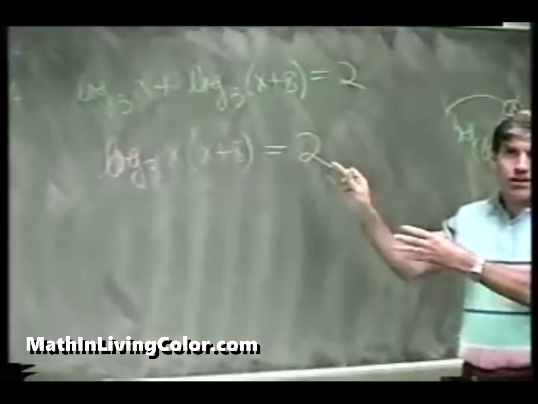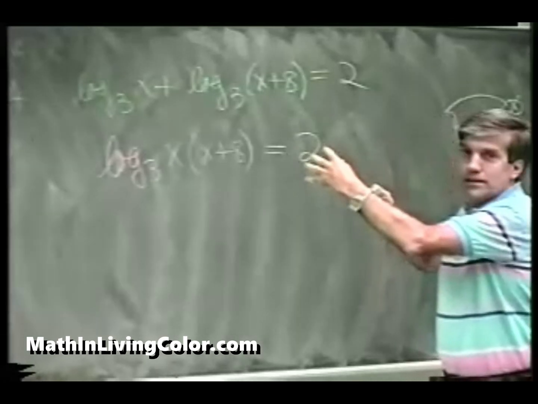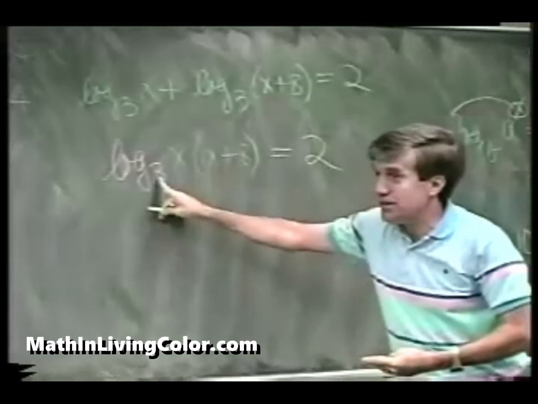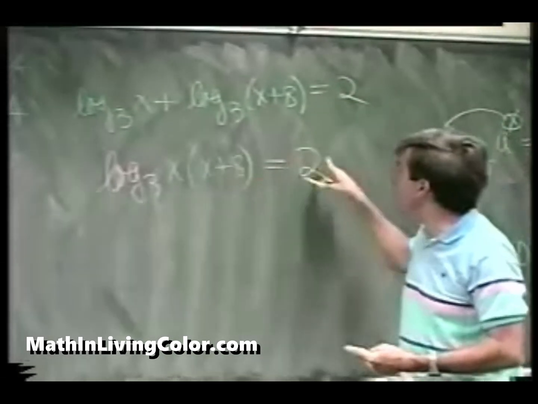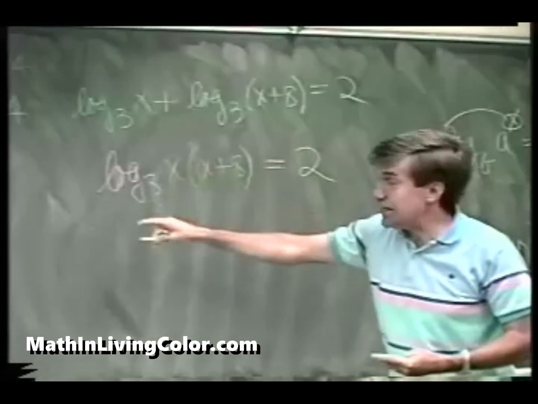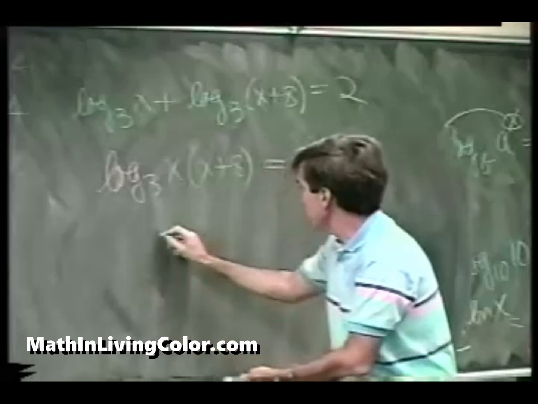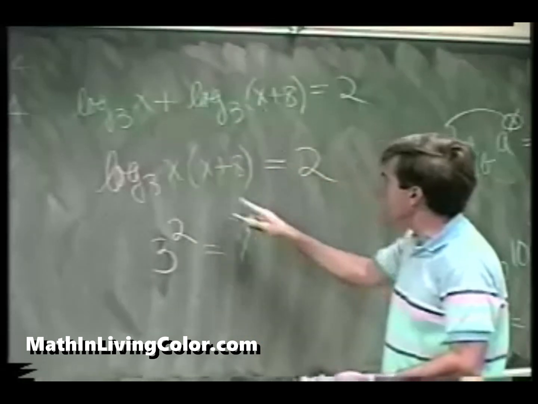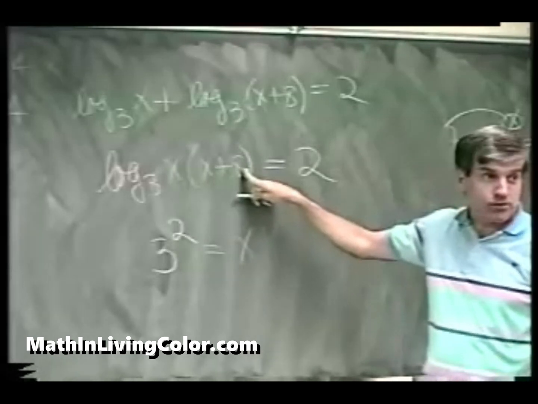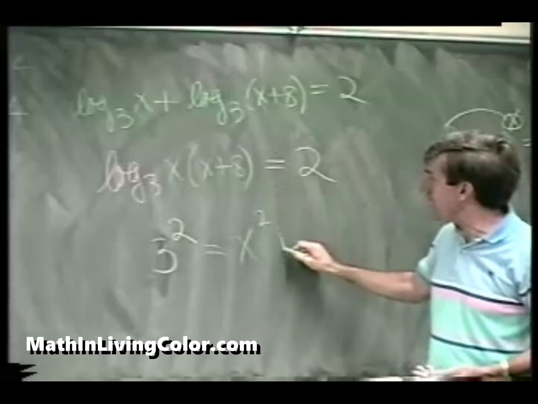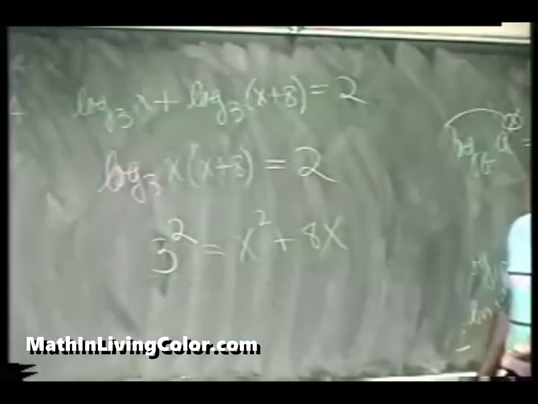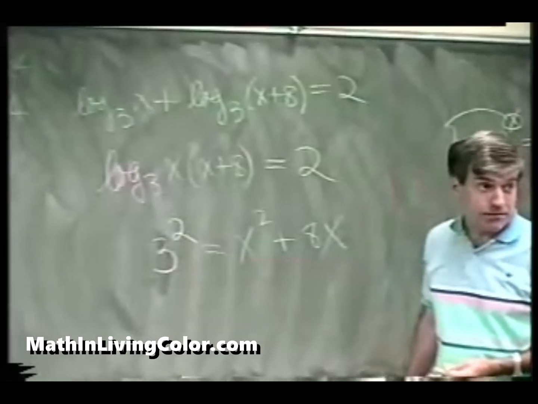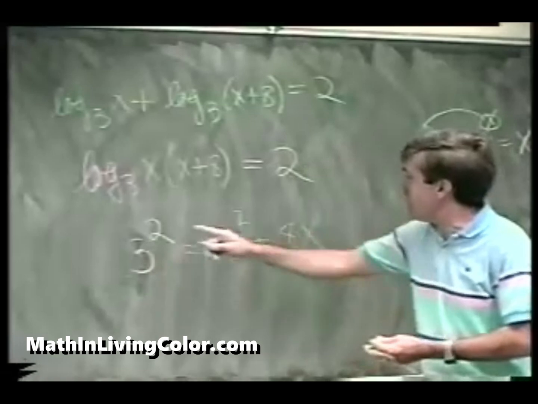Now that I've got it into a single logarithm, I want to make it exponential form instead of logarithmic form. So 3 to the second power equals this product, which is x times x plus 8. Multiply that out: x squared plus 8x. Any questions on that? We can also do the 3 squared, which is 9. So it equals 9.